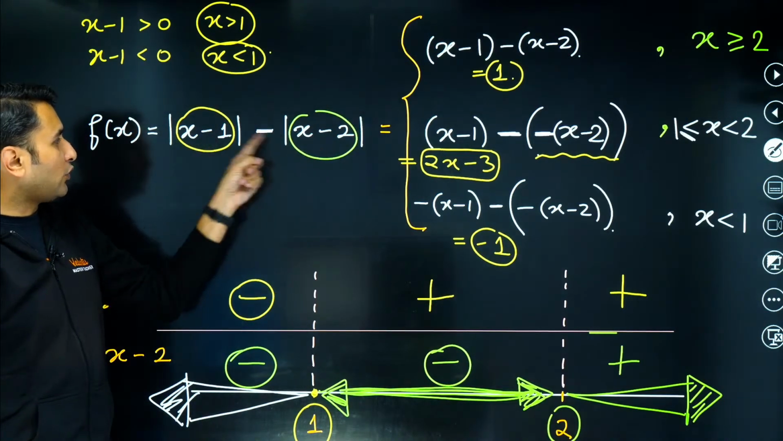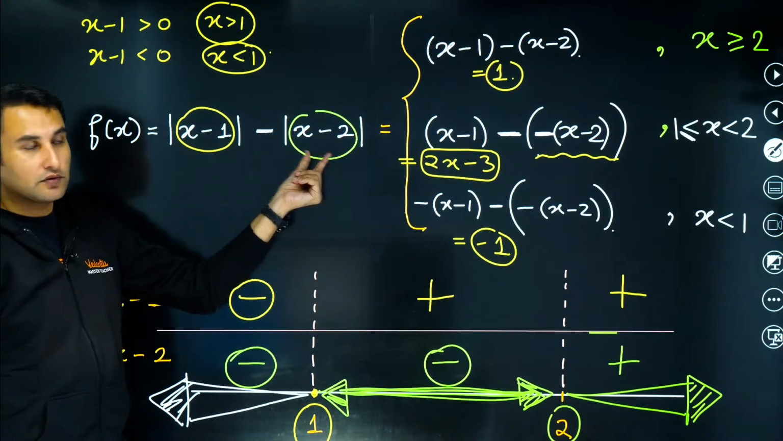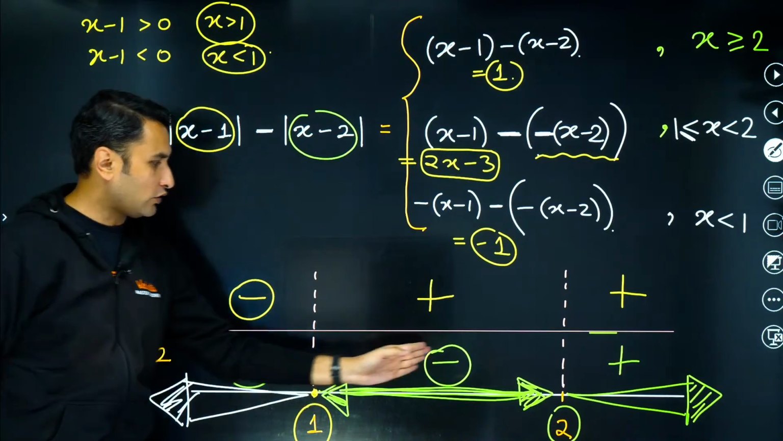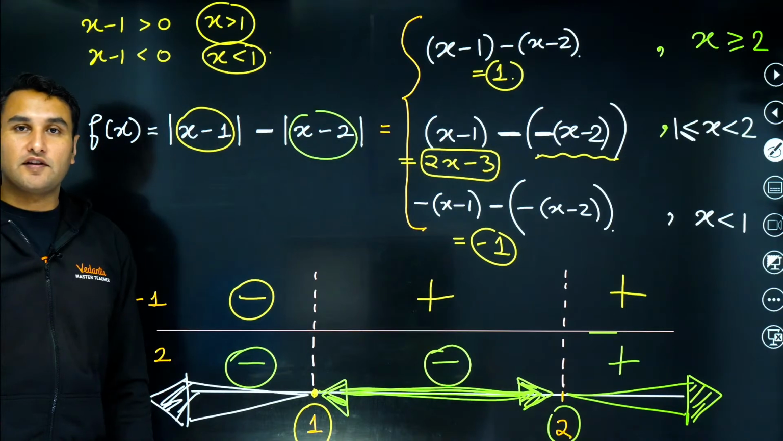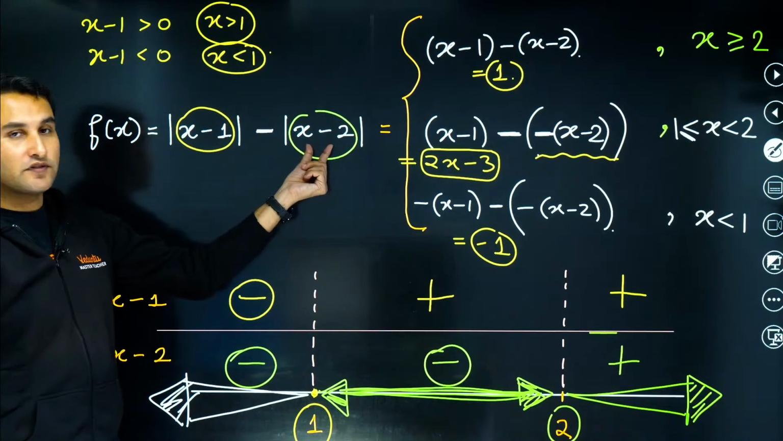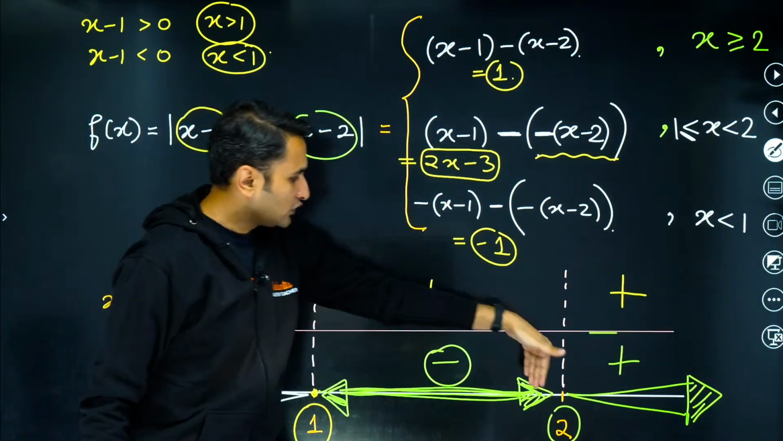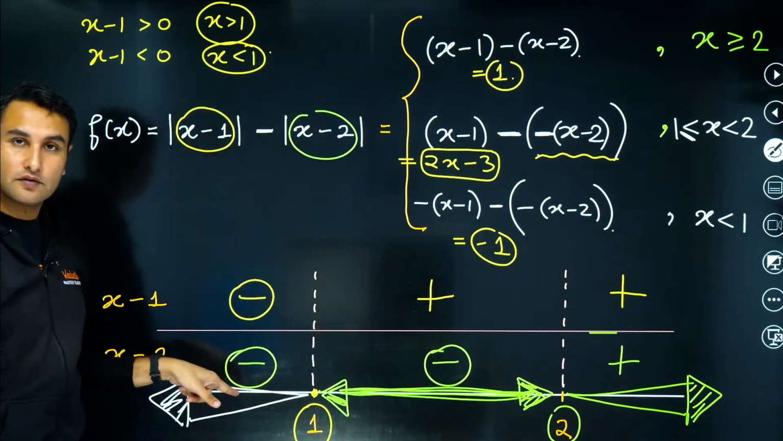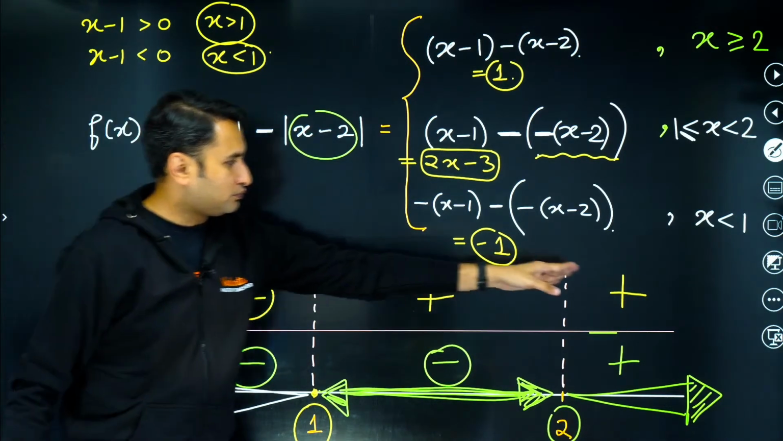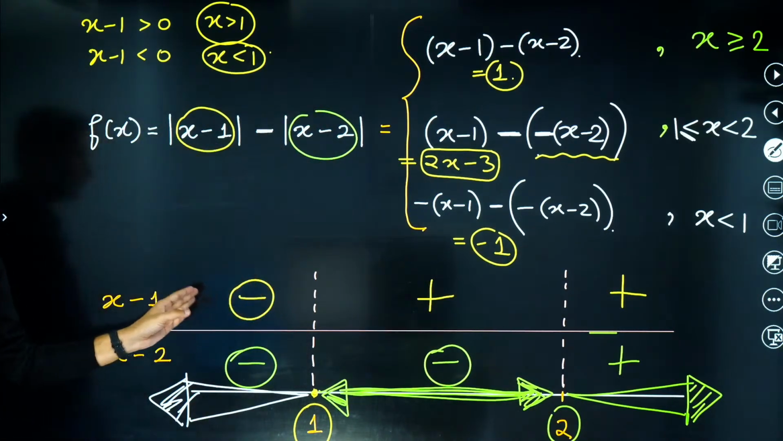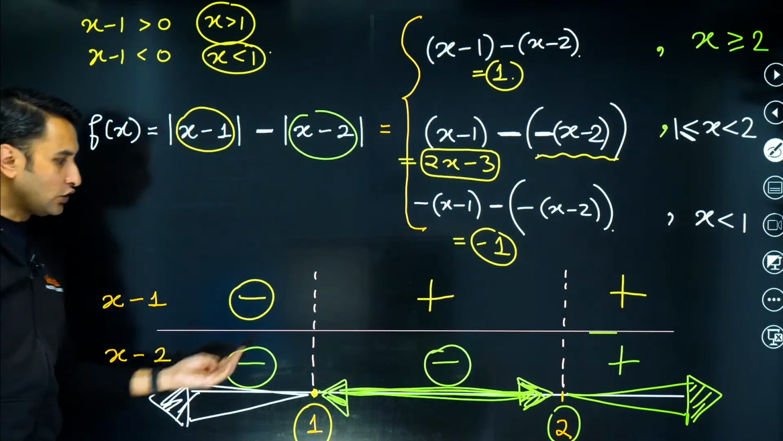Put down the critical points of these two where it becomes 0, so x equal to 1, x equal to 2. Put them on the number line, and then put down their respective signs. It is positive to the right of 2, and to the left of 2, negative. This one is positive to the right of 1, and to the left of 1, negative. Now you have the signs of both of these in all the intervals.